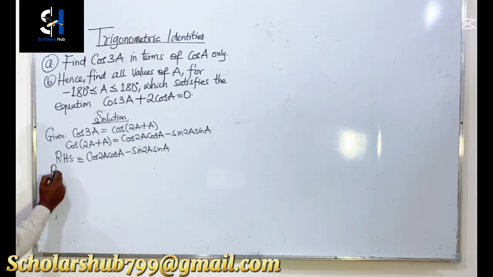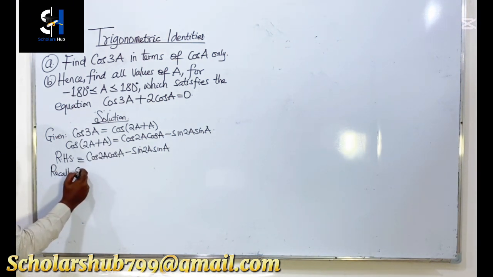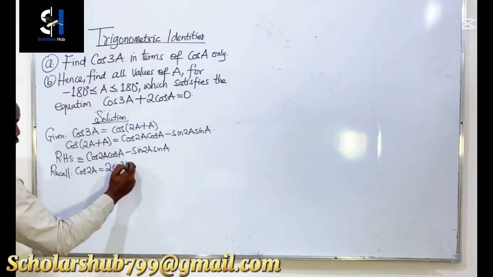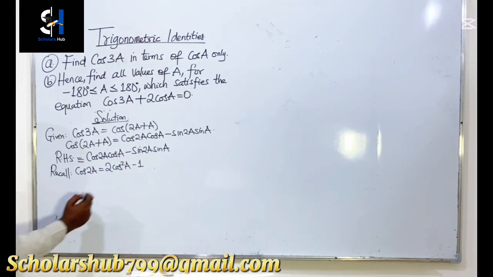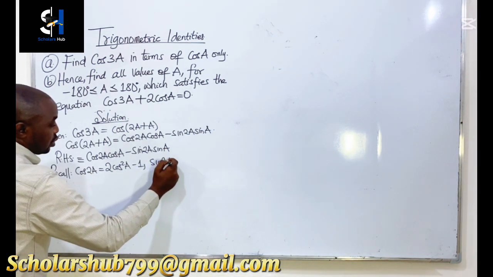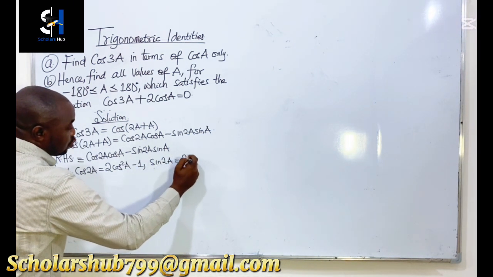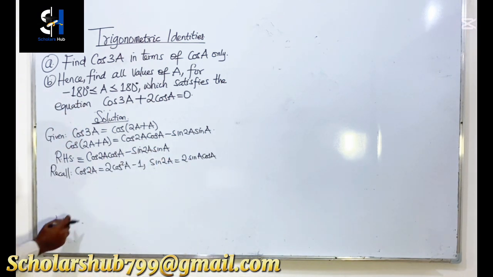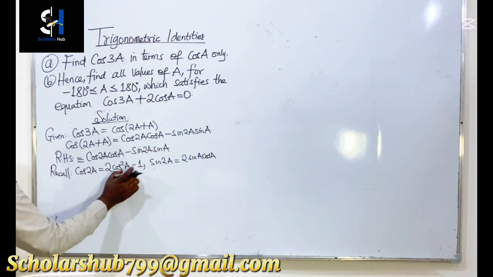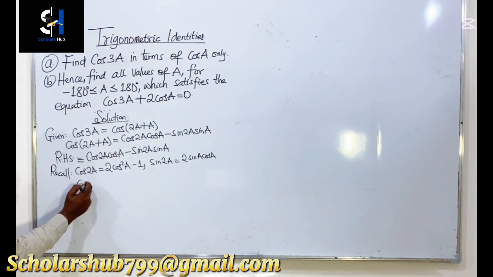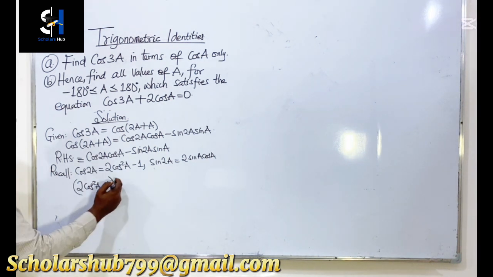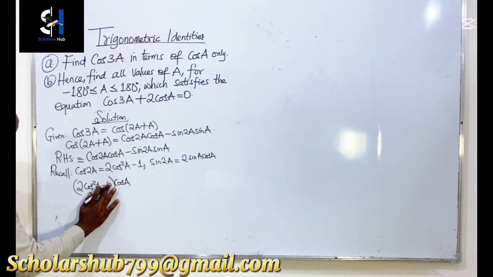Now let's recall, we know that cos 2A is 2 cos squared A minus 1. Then also sine 2A is 2 sine A cos A. So we are going to substitute this for sine 2A, then this for cos 2A. So for cos 2A, that will be 2 cos squared A minus 1 multiplied by cos A.